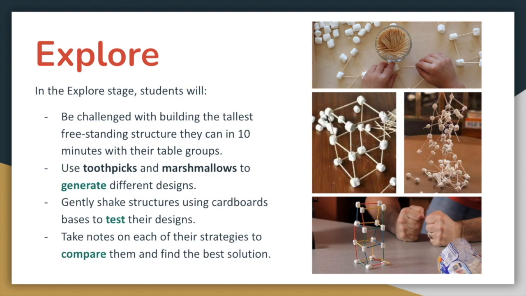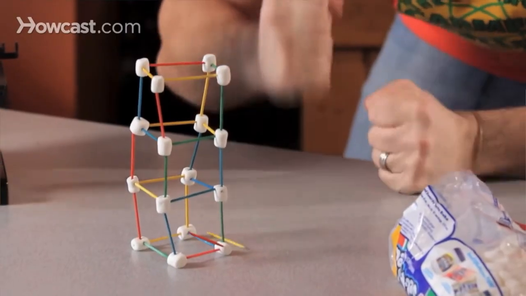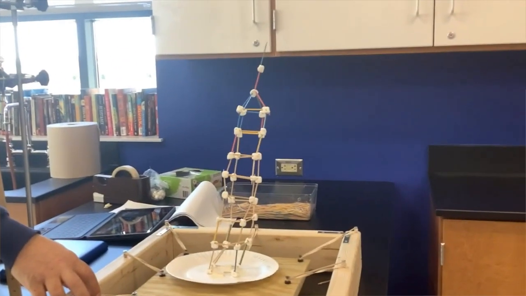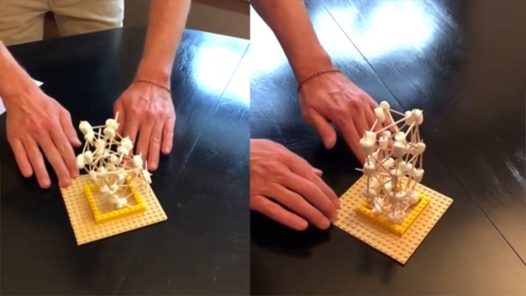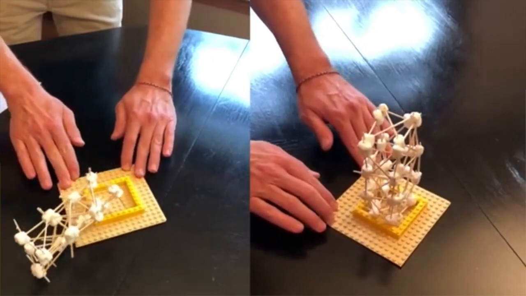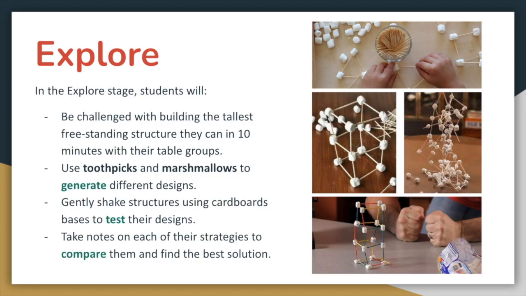Next, they'll be gently shaking structures, either by shaking the desks or just using cardboard bases to gently shake them back and forth to test if the designs are working, what's staying up and what's falling over. And lastly, they will be taking notes on each of their strategies to compare them and find the best solution.